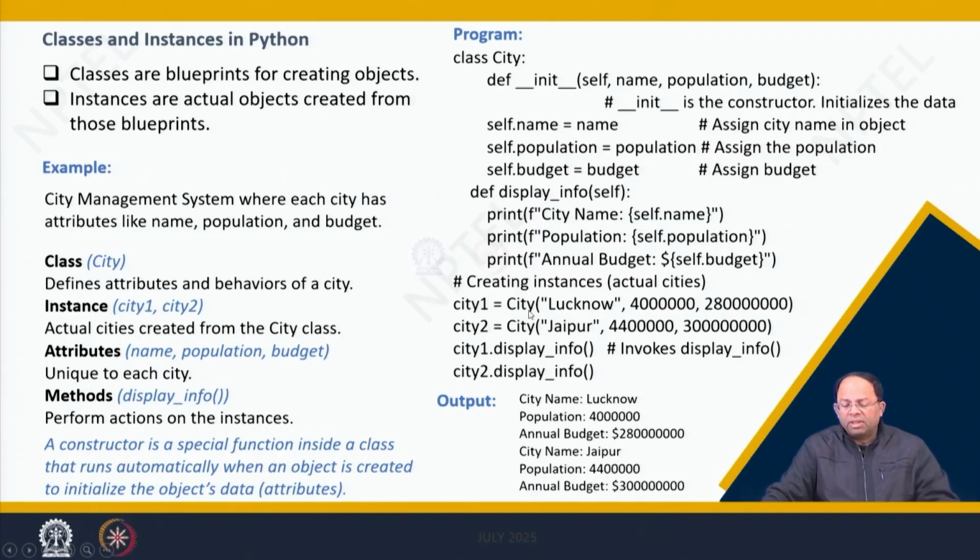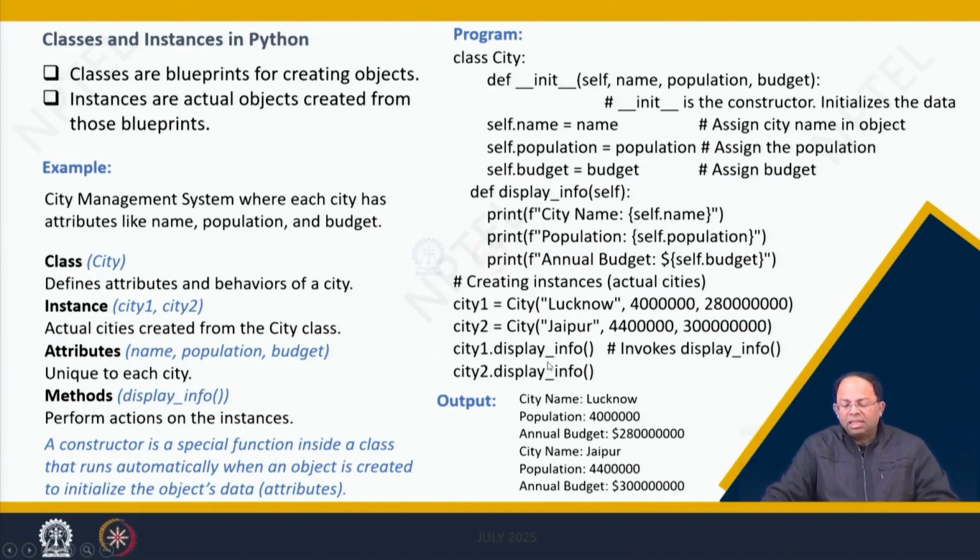The city is the name of the class. And what are the parameters passed into that? Lucknow. Then there is the population, 40 lakhs, and then there is the budget of that particular city. Then for city 2, it is Jaipur, and so on, right?